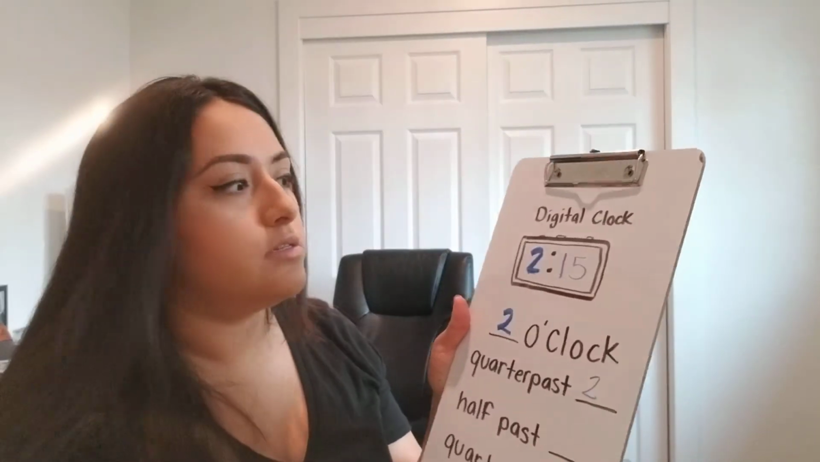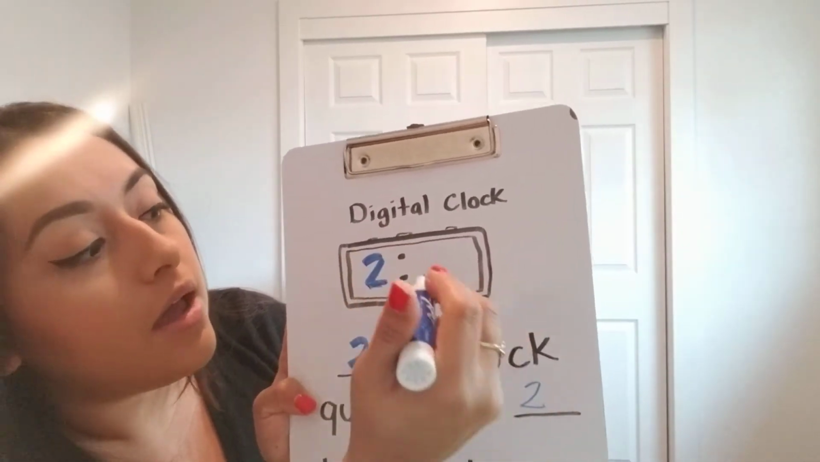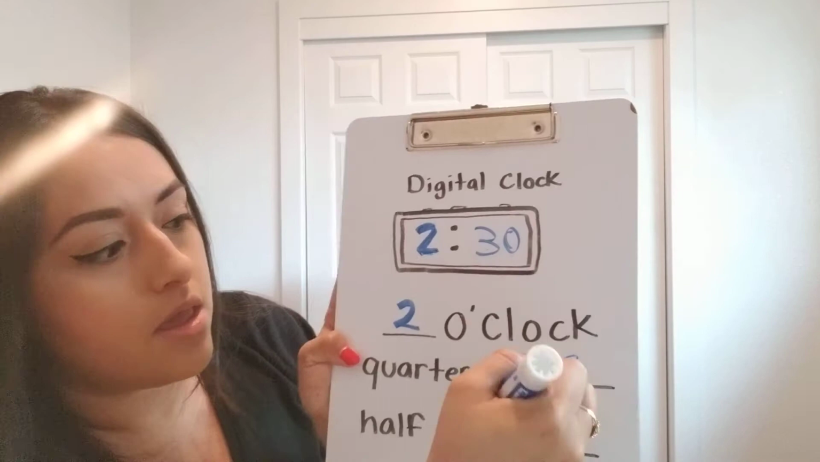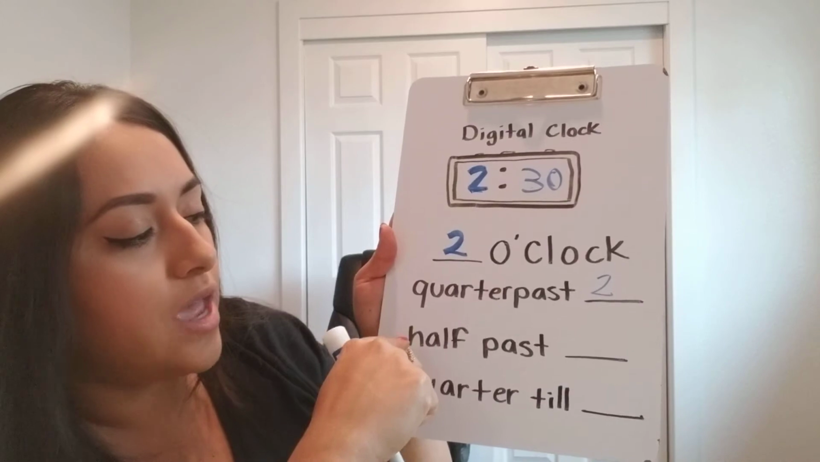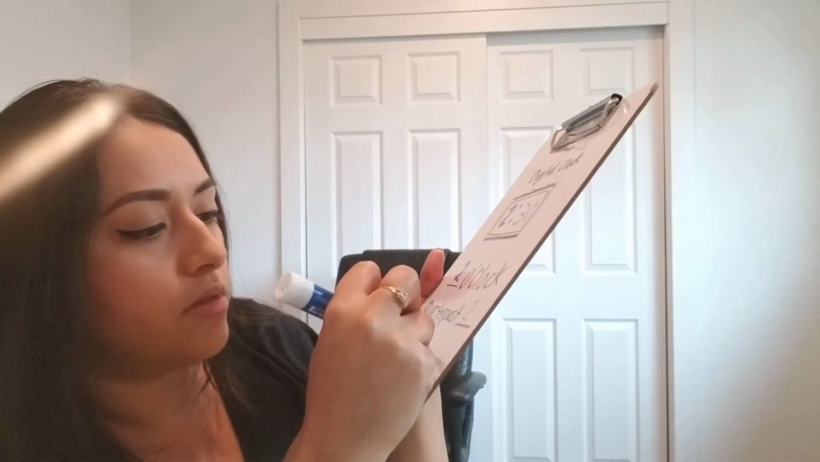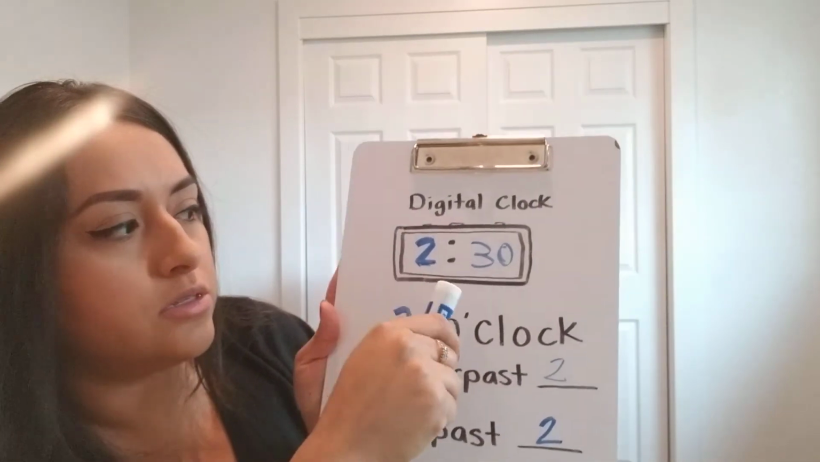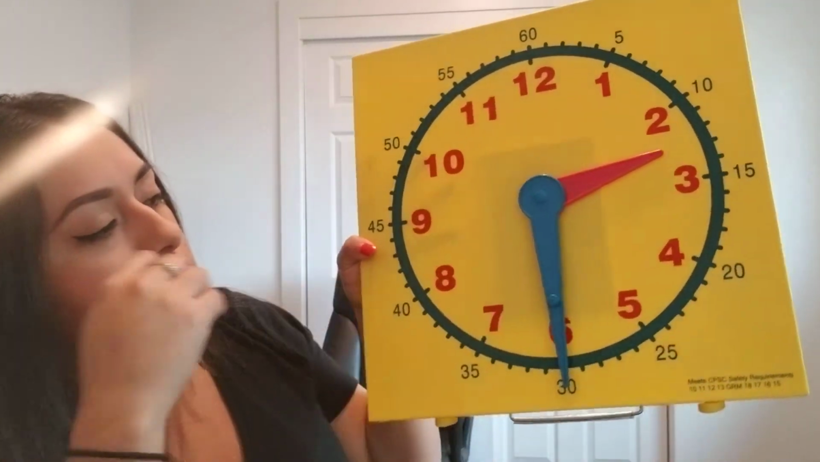So in our digital clock, I'm sure you know how to do this because it's what we did yesterday. We are not having 2:15. Now it's 2:30. And it's not 2 o'clock. It's not quarter past 2. Now it's half past 2. Remember, half past means 30 minutes. Because how long is an hour? It is 60 minutes, right?